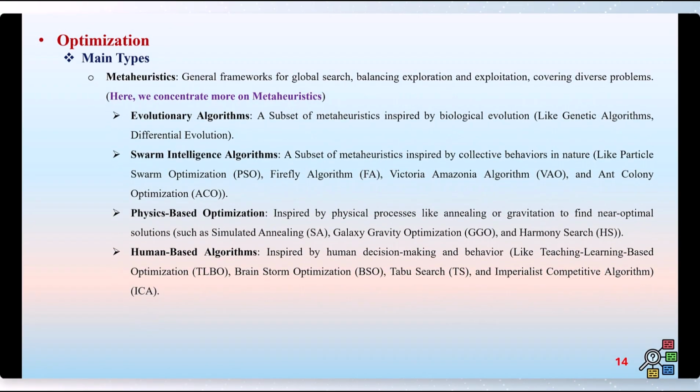But the most important of them all, which we are dealing with here in this course, is metaheuristics. They are general frameworks for global search, balancing exploration and exploitation, covering diverse problems, like evolutionary algorithms, swarm intelligence algorithms, physics-based optimizations, and human-based algorithms. And you can see some examples of these algorithms here.